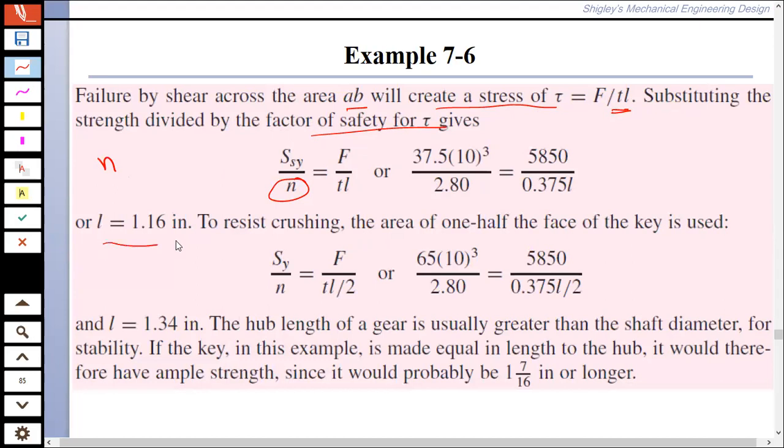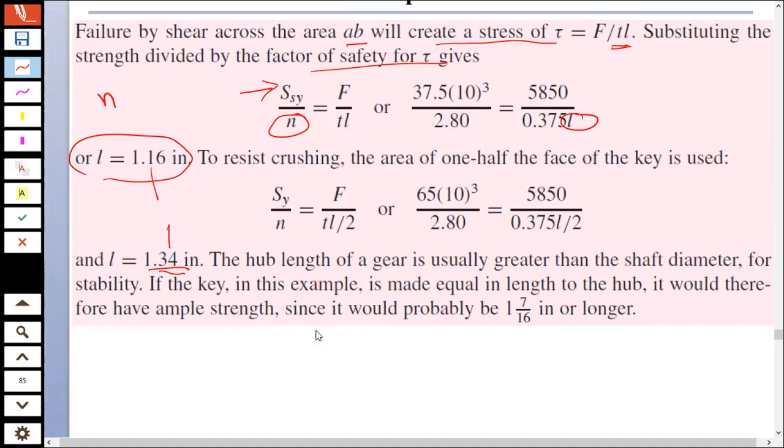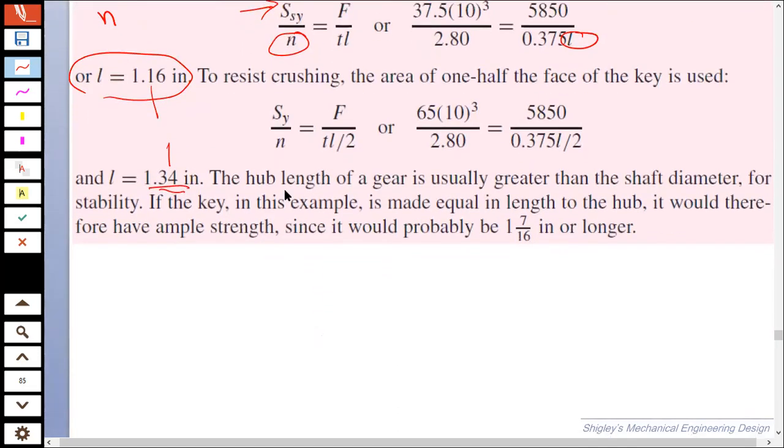So you will find your l. So the l is in shear yield, and in yield your length is either this or this. If the key in this example is made equal to the length of the hub, it would have a force that has ample strength. So therefore 1 7/16 inches or longer, this you will use.